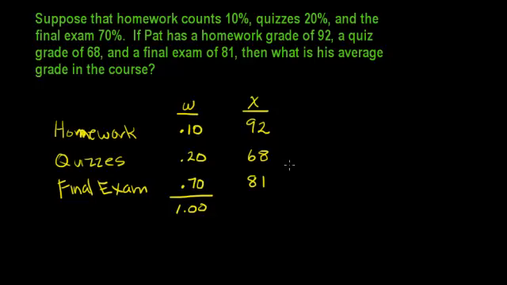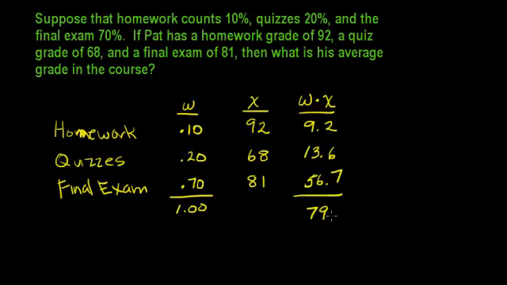So to compute the weighted average, we want to apply the weights to each one of these scores through multiplication: the weight times the score, and get these values. So 0.10 times 92 is 9.2. 0.20 times 68 is 13.6. And 0.70 times 81 is 56.7. So now we add this up and get the total, 79.5.